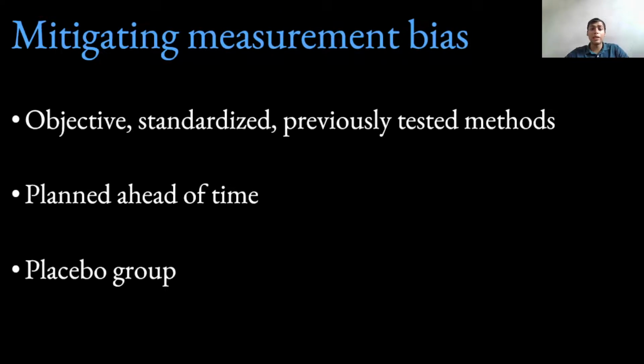How to mitigate measurement bias? We can do that by using objective, standardized, and previously tested methods of data collection that are planned ahead of time. And we can use a placebo group.